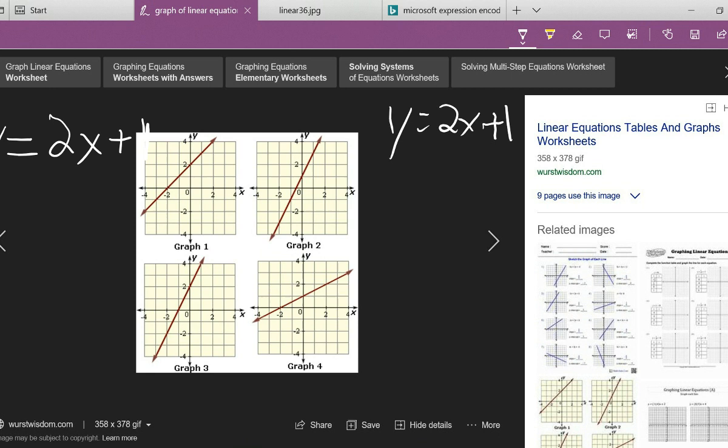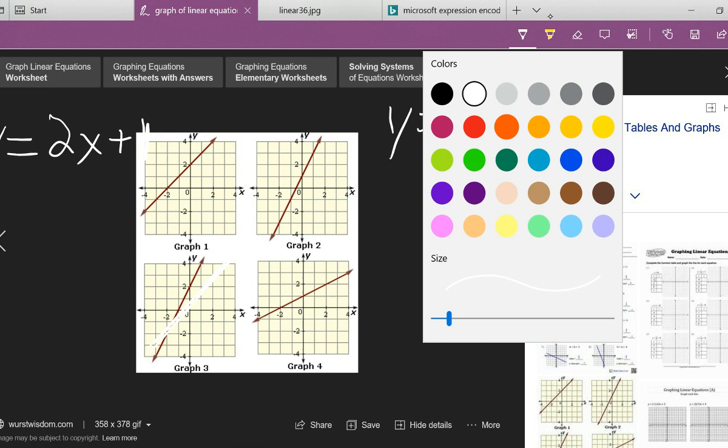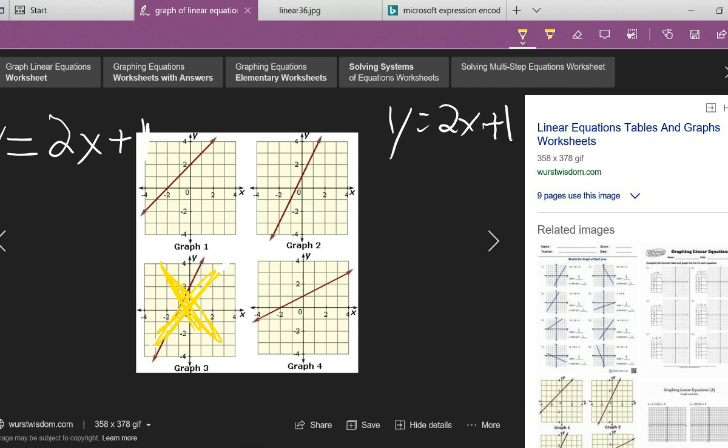Like I can eliminate this guy. This ain't it. Let's change to a different color. White was not good. This ain't it. It's not crossing at 1. It's crossing at 2. All right?